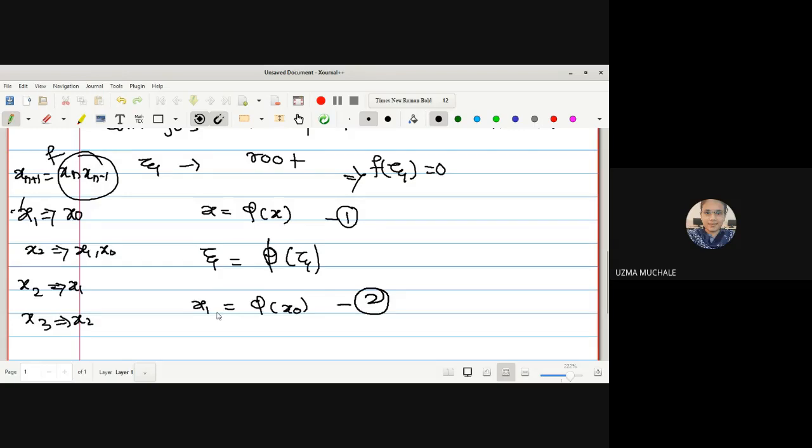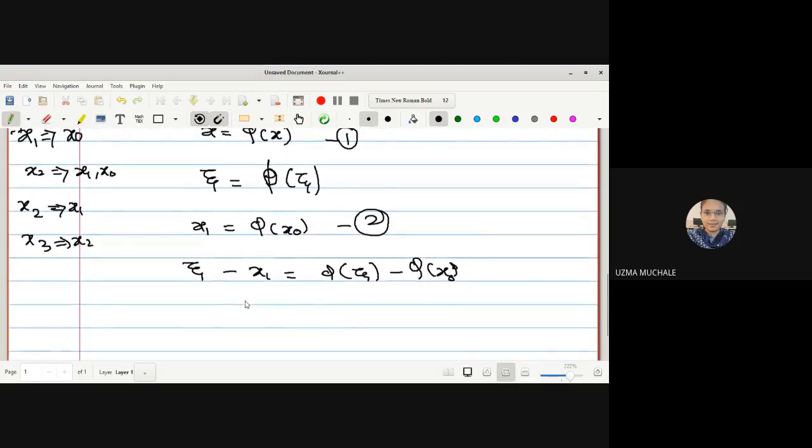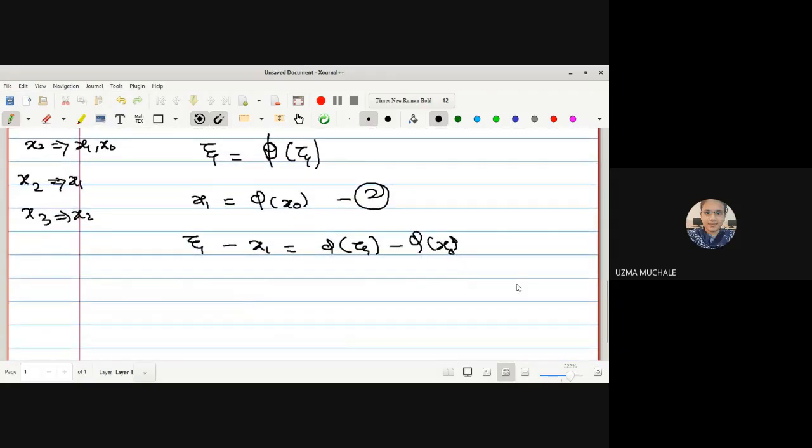Now let us subtract these two equations. We subtract x1 equal to phi of x naught from zeta equal to phi of zeta, and hence we can write zeta minus x1 is equal to phi of zeta minus phi of x naught. Both are the same quantity, so that's why we can subtract. Let me write this as equation number 3.